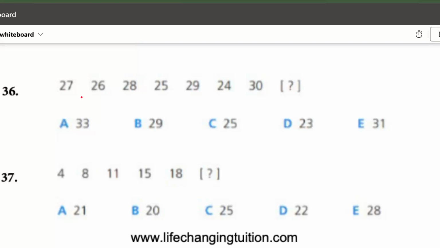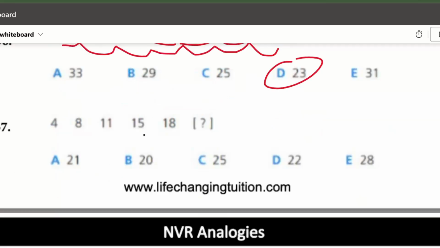36, we have minus 1, minus 2, minus 3, minus 4, minus 5, we are actually alternating between adding and minusing. So minus 1, add 2. Minus 3, add 4. Minus 5, add 6. Minus 7, which is going to be 23. For 37, we add 4, add 3, add 4, add 3, add 4 is going to be 22.